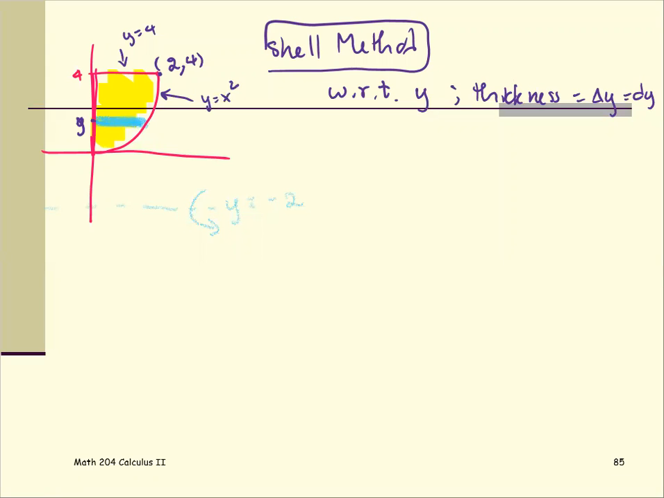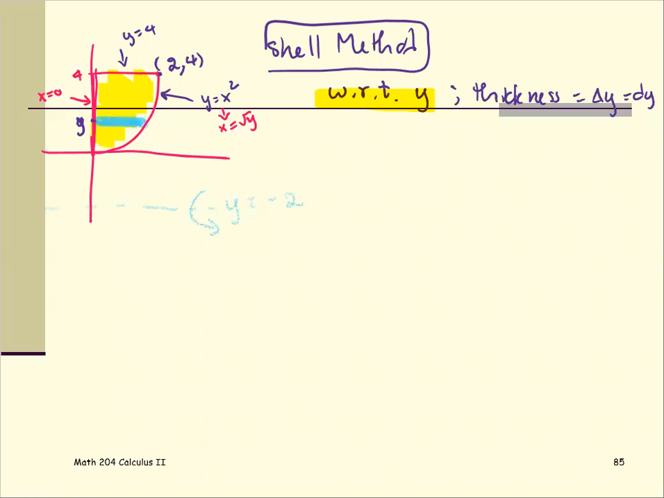And since we know that it's with respect to y, the function must be rewritten in terms of y, or x in terms of y. So then y equals x squared becomes x equals square root of y. And the right function here is the line x equals 0. Since it's with respect to y, we already got the thickness as a dy.